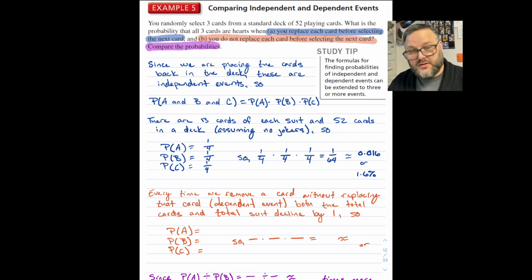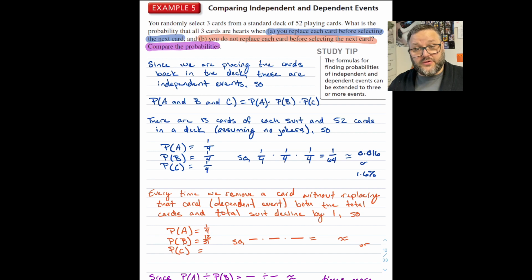Now, B changes the situation. B says you do not replace the card. So we're going to pull out a card. What's the chance on the first time? It's 1/4, like we said before, because you had 13 cards out of 52 that you could have chosen from. But we're not putting that card back. That means we now have 12 and 51. So it's a 12 out of 51 probability for the second draw to be a heart.